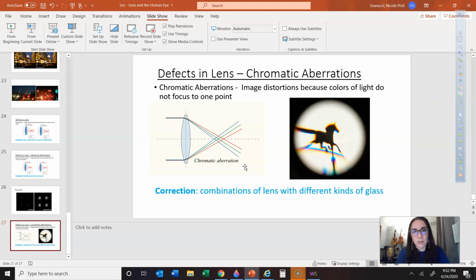I will have some multiple choice questions online coming up about how to correct for some of these features of the eye that you have defects in.